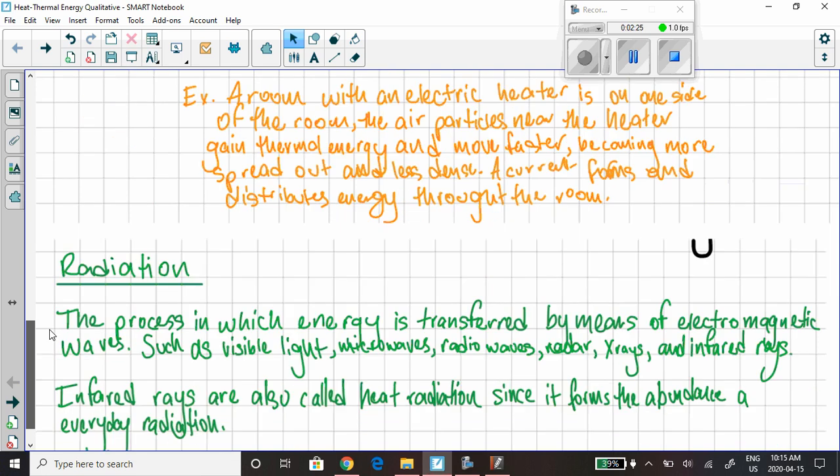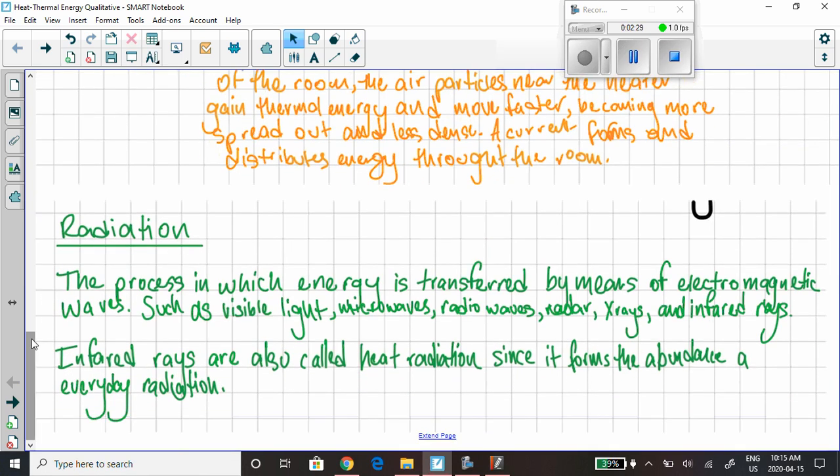And radiation. Why is it that when we're outside on a sunny day and I have a black t-shirt on, I really feel the heat of the sun. But if I have a white t-shirt on, I don't feel the heat of the sun. Radiation, we got to understand that.